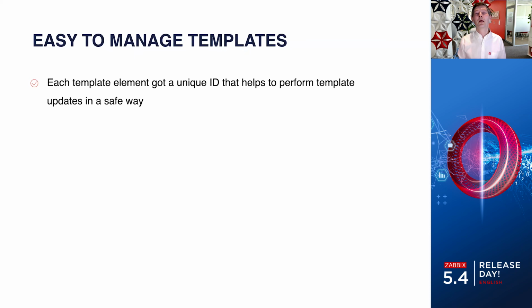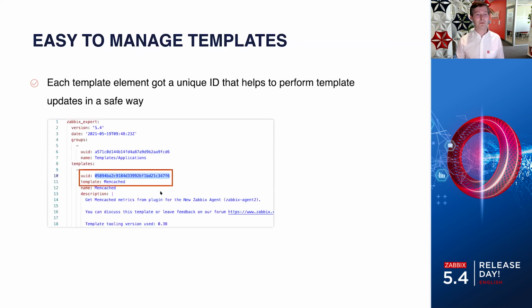But not anymore. In Zabbix 5.4, we have introduced unique universal IDs for each template element, like a metric, like a trigger, like a graph, and so on and so forth. And then we use this universal ID. So this is just a template in a YAML format, the template to monitor Memcache. And you can see this is a unique ID. And this unique ID will be used to match a template. Another unique ID will be used to match a trigger. So this is basically uniqueness criteria.